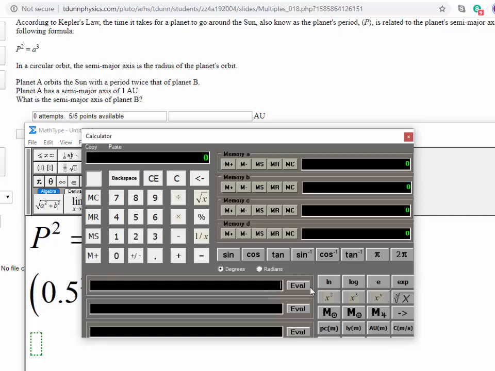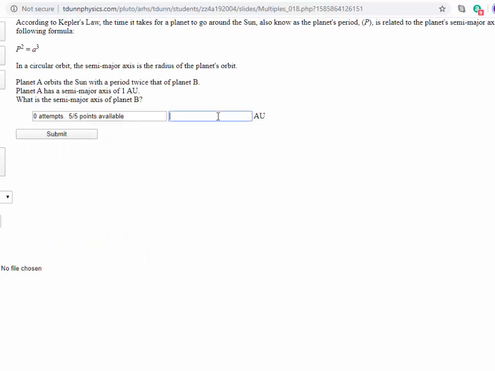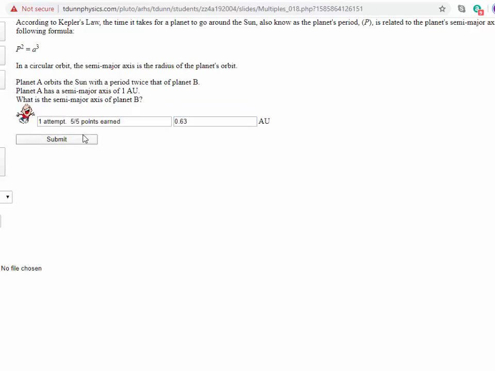And I don't have that memorized, so let's use a calculator. We have 0.5 raised to the 2/3 power, and it gives us 0.62996, basically 0.63. 0.63, and that's the right answer.